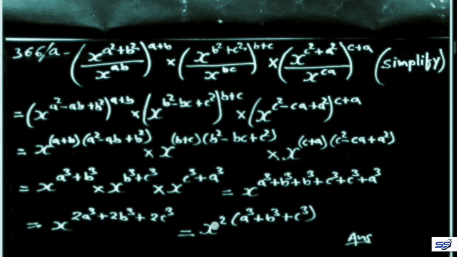here comes x power 2 into a cube plus b cube plus c cube. Now this is our simple form. This is our required answer of this simplification indices problem. We can also see the process to make this simple form in the beginning.